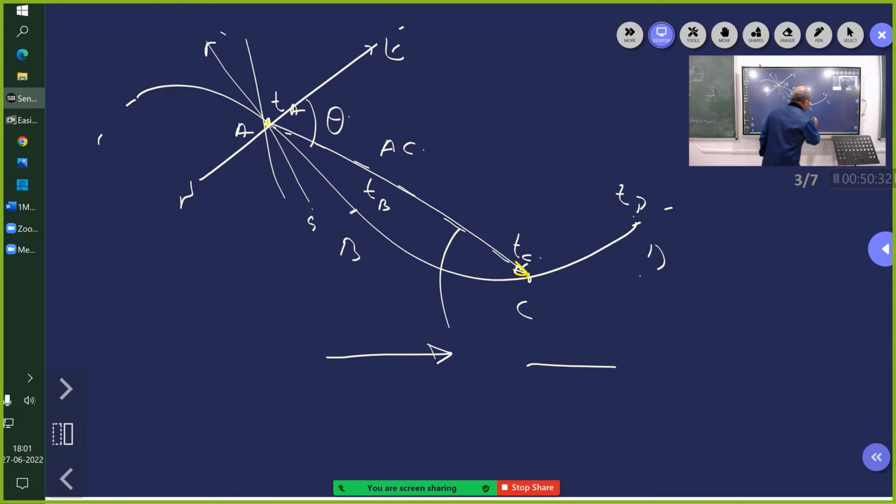Then a ray like this. The arrowhead cannot be in front. Good boy. This is the representation of a ray. This is not the representation of a ray. This is the representation of a ray. This is not the representation of a ray.